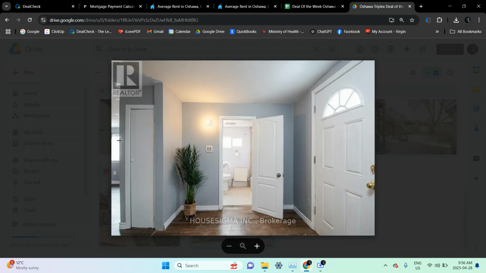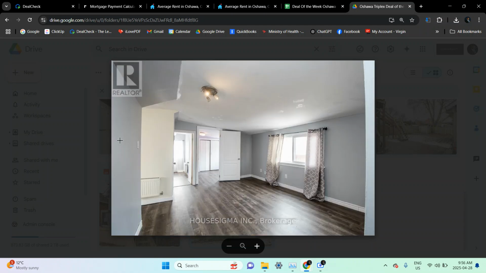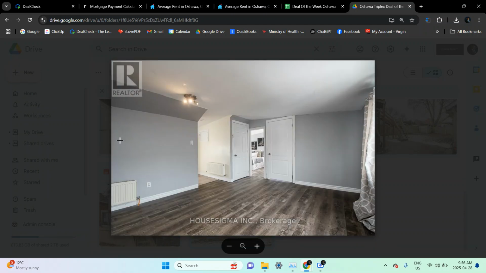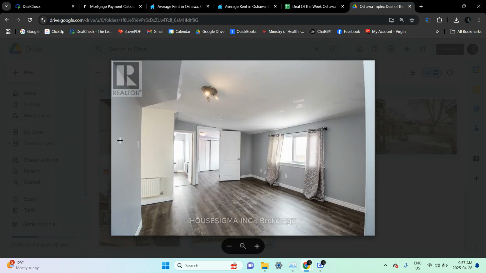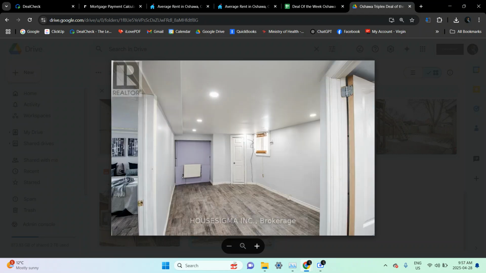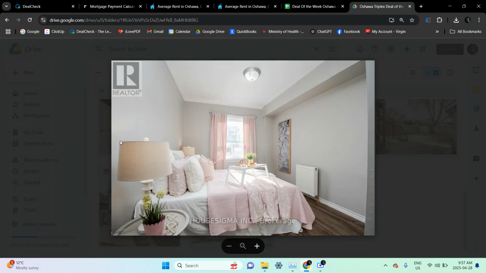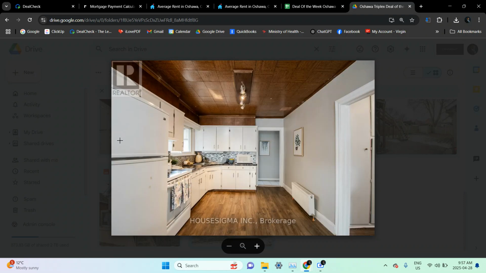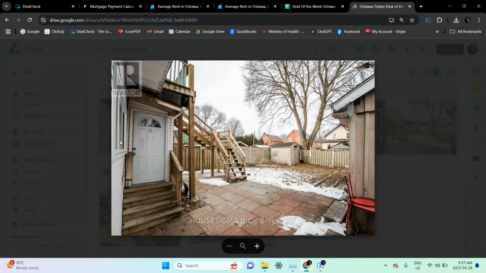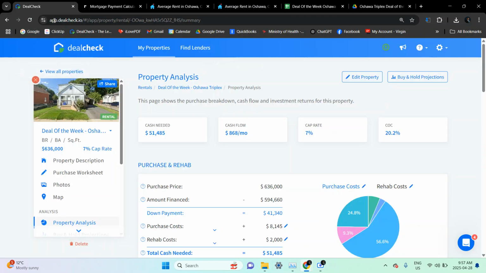Property is newly renovated. I will say newly with an asterisk. Definitely a landlord special. I'm sure you can see some of the paint and some of the fixtures that the landlord has chosen. Definitely livable for sure, but definitely a landlord special to say the least. Okay, so you know what the property looks like. Let's get into the numbers here.